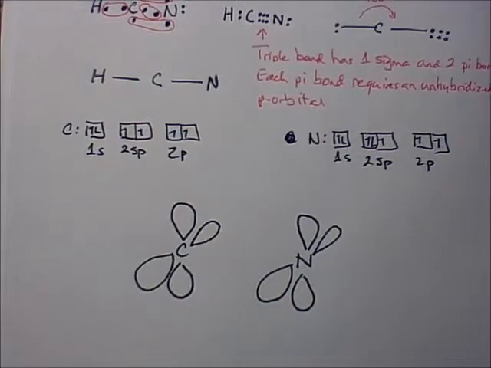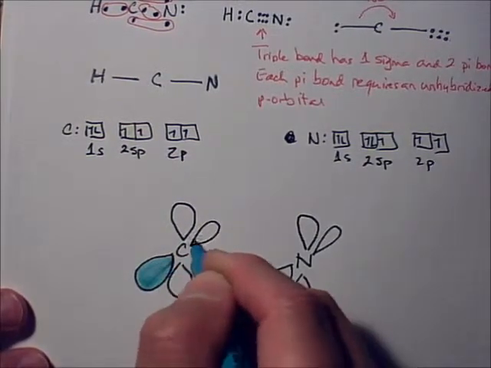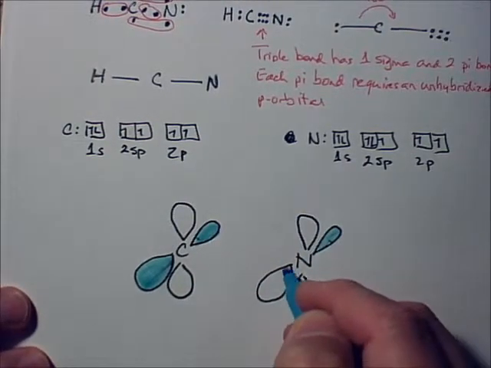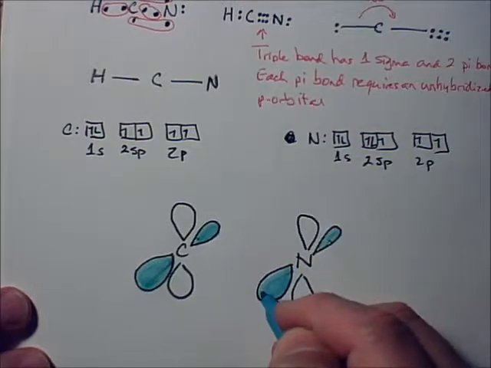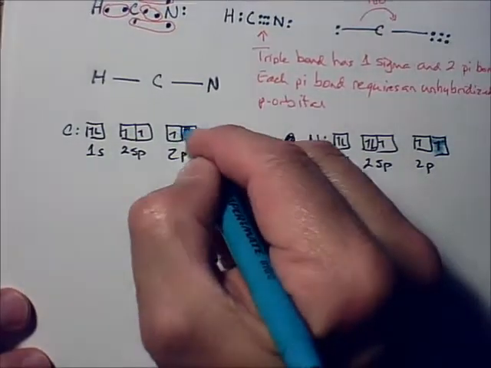Let's color code these to keep them all straight. Let's say the one that's swinging out toward you and back behind, we'll call that blue. So we'll call this one blue here, and this one blue here.